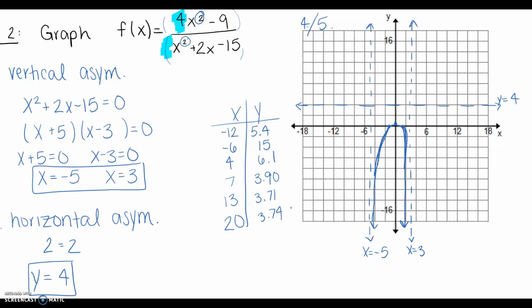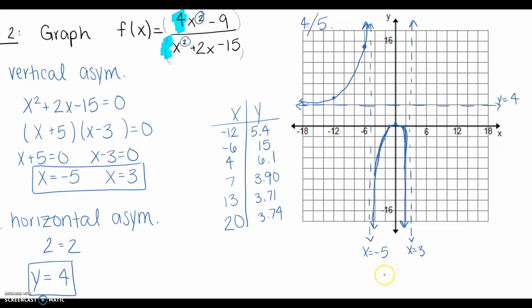So now we can plot these. At negative 12, we're going to go up to about 5.4. Remember our scale. 5.4 is around here. And negative 6 will go up to 15. If this wasn't good enough for you, you could find another point in between. I'm just going to say it's good enough for me. But I want to focus on the next side.